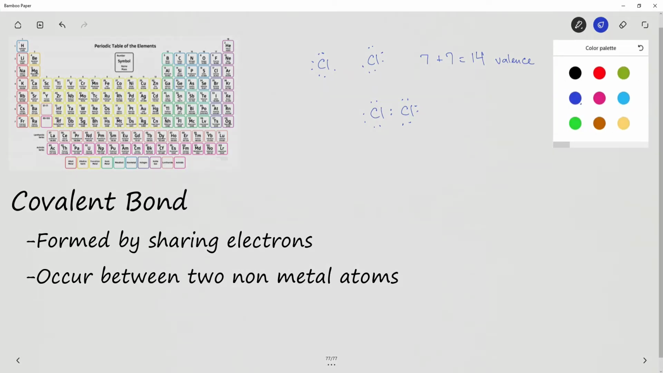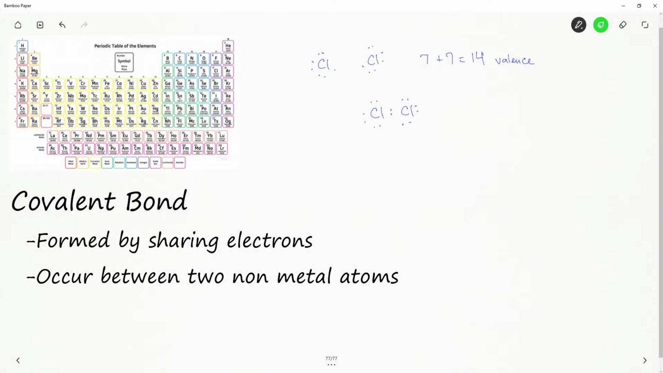But if I change colors here to make this a little more clear, you can see this chlorine atom has 8 valence electrons. This chlorine atom also has 8 valence electrons. This center pair here is shared between the two atoms. This is a covalent bond.